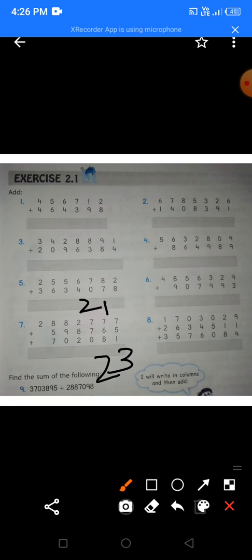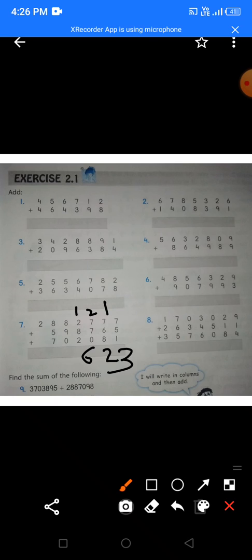Okay, so 7 plus 7, 14. Wait, I do not have space, I will just write a smaller 2. 2 and I have carried 2. Okay. So 7 plus 7 is 14. 14 plus 2 is 16. So again I will write 6 and I will carry 1.